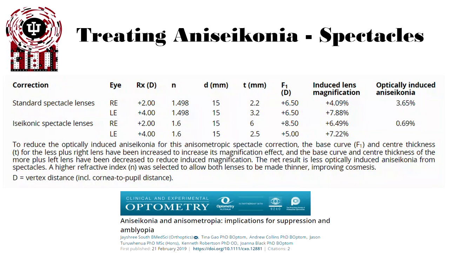Here's one example of how people have done that in the past from clinical and experimental optometry. The standard spectacle lens, this person has two diopters of anisometropia, resulting in about 3 to 4% difference between the images. Ultimately, this could be modified if we alter either the vertex distance, the index of refraction, the thickness of the lens, or the base curve power of the lens.